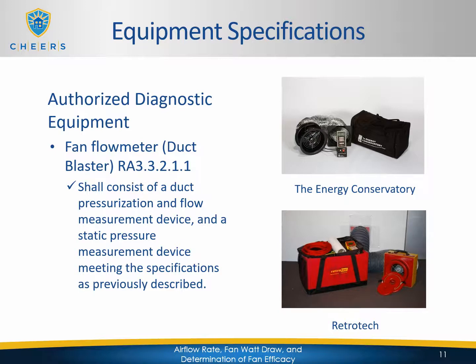So the first one is the fan flow meter or the duct blaster. It shall consist of a duct pressurization and flow measurement device and a static pressure measurement device meeting the specification as previously described. On top, you'll see the Minneapolis. The bottom, you'll see the Retrotec, just like the duct blaster systems that we discussed in the duct leakage section.